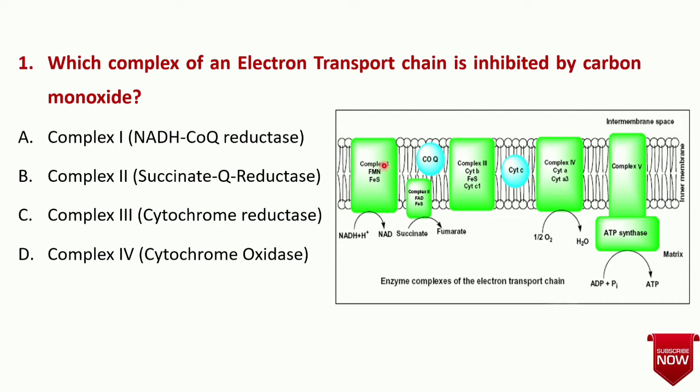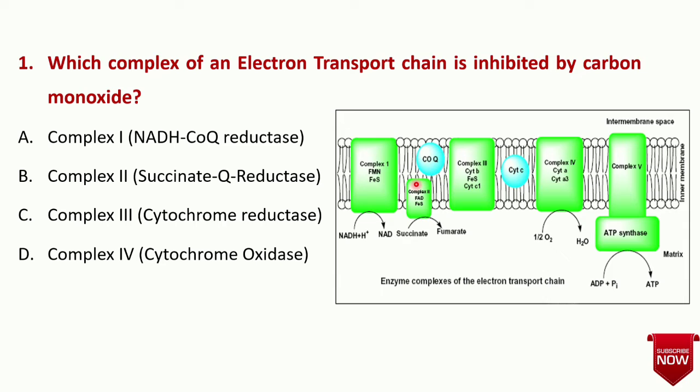So in complex 1 we can observe the FMN is converting into FMNH2 by taking 2 electrons from the NADH, and it is converting into NAD. So here the iron is going to help. And in complex 2 we can observe the FAD is converting into FADH2. So here the succinate is converting into fumarate. Succinate reductase enzyme is involved here. So this FMNH2 and FADH2 are the two formed in complex 1 and complex 2.